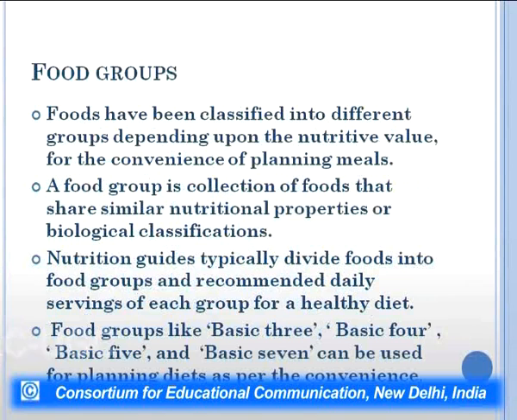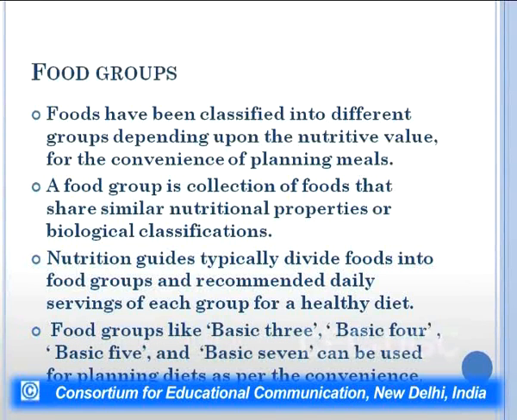Now, another very important aspect is food groups. When we talk about nutrients, when we talk about functions of food, it is also important to understand the food groups, because the functions of food are also dependent on the food groups. Because when we say that food is body building, then which food? So, in that sense we should have an idea about the food group, so that the particular function should be fulfilled. Foods have been classified into different groups depending upon the nutritive value for the convenience of planning meals.